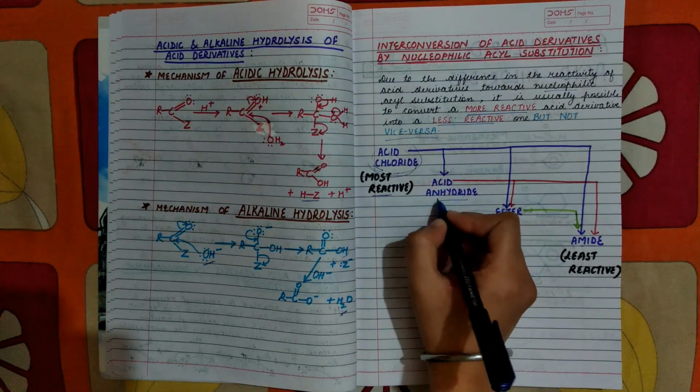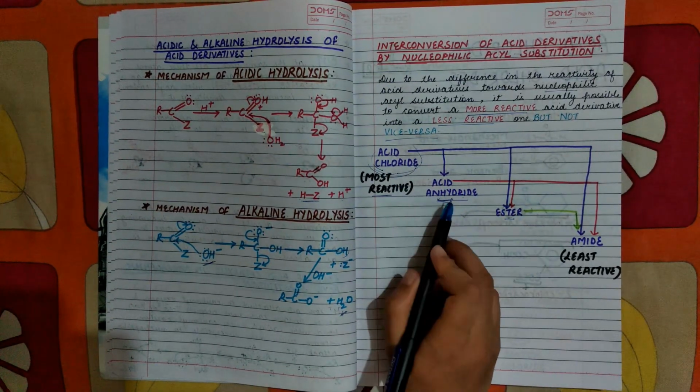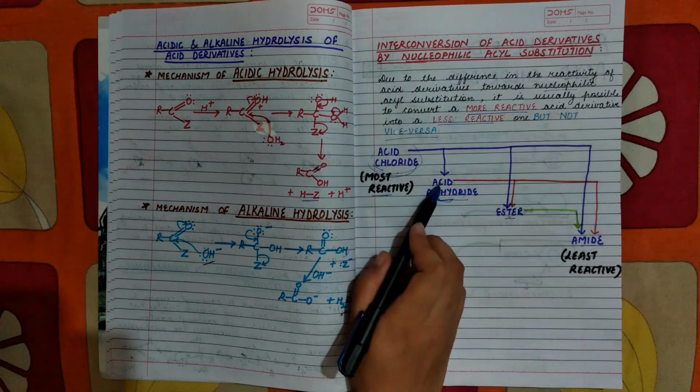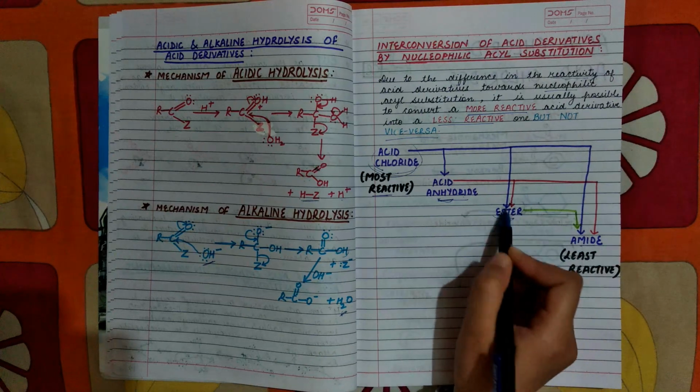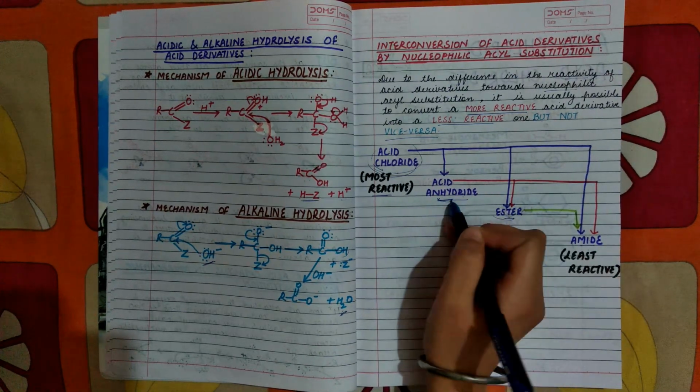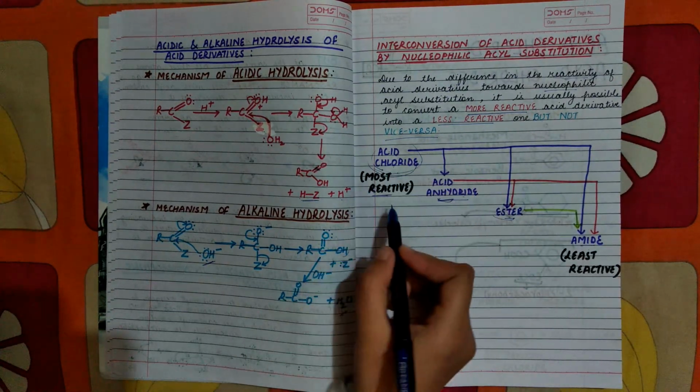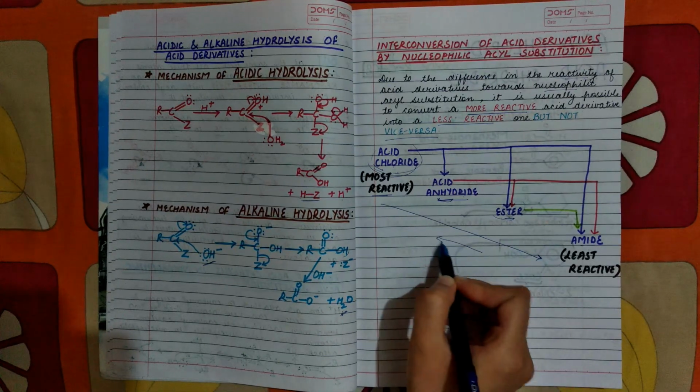Again, anhydrides are less reactive than chlorides, so they cannot form chlorides, but they can form esters and amides. Esters can form amides only, but not anhydrides and chlorides. So we can go in this way, but not the reverse.